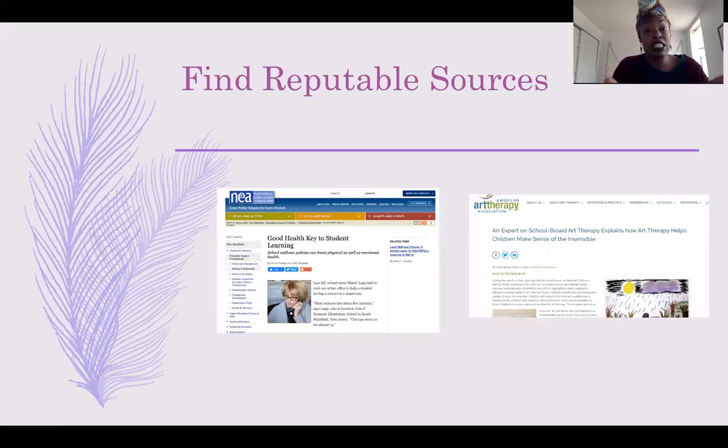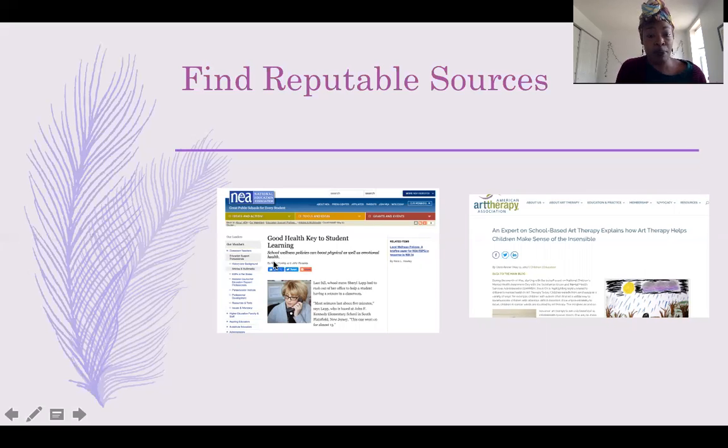All right, and then that leads me to the next part of it, which is finding reputable sources. So you don't want to go on Wikipedia to look for resources for a persuasive speech, or any speech for that matter, or even a research paper. Do not do that. You want to find reputable sources. So you want to find organizations who have been doing the research and the work in this particular area that can really help to bump up your argument.